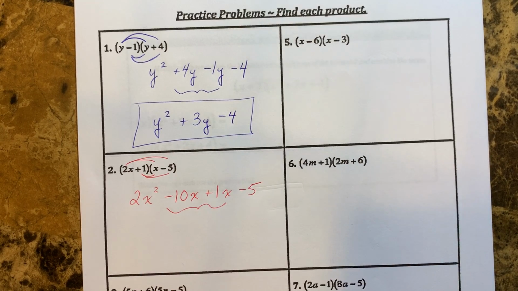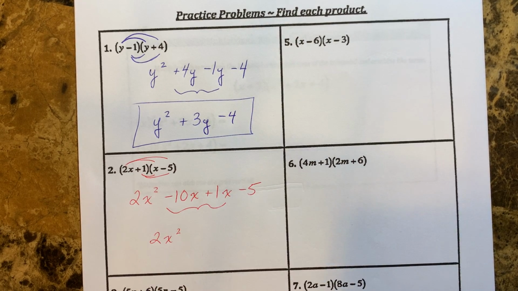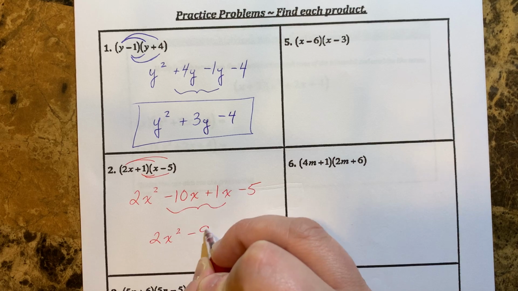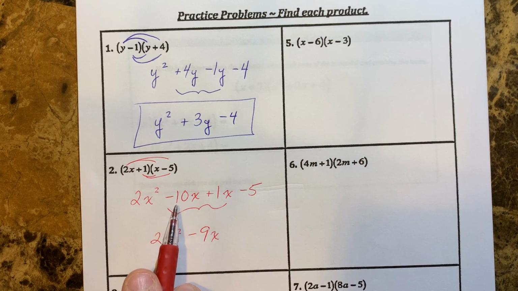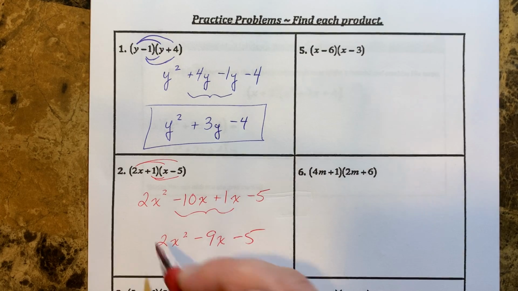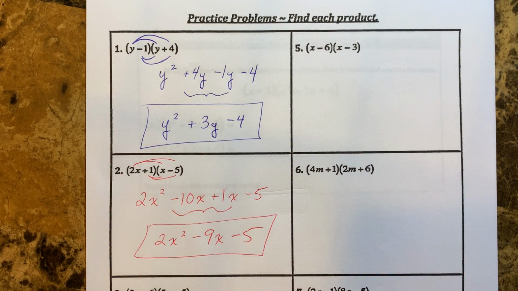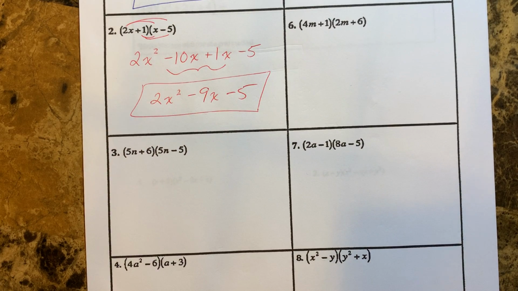Again, we have those middle terms as like terms. So putting them together, our final answer is 2x squared minus 9x, from what we get from doing negative 10 plus 1, minus 5 on the end. So there's our answer as a trinomial. Again, usually the answers are trinomials when we multiply two binomials together. There's a special situation where that doesn't happen, which we will be taking a look at, but usually that ends up occurring. All right, let's look at example number 3.